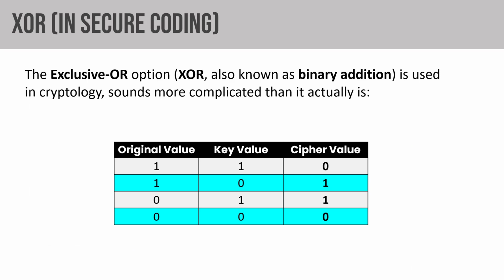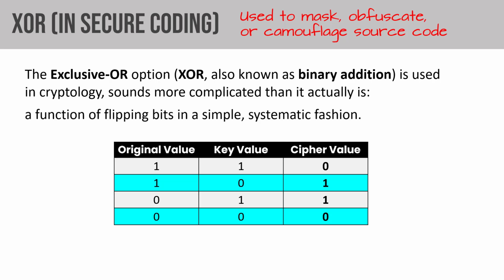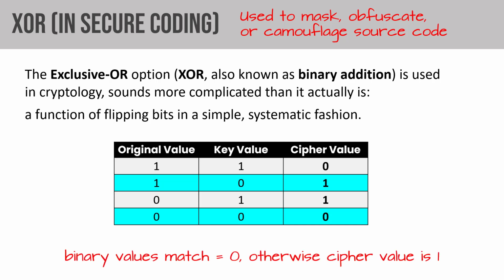XOR or exclusive OR is something I mentioned just a moment ago as an element of secure coding. We use it to mask, obfuscate, or otherwise camouflage source code so it can't be reverse engineered. And it's used pretty frequently in cryptology. It sounds more complicated than it actually is, but it's really just a function of flipping bits in a simple systematic fashion. If the original value and the key value match, the cipher value is 0. And if the original value and the key value don't match, the cipher value is 1.